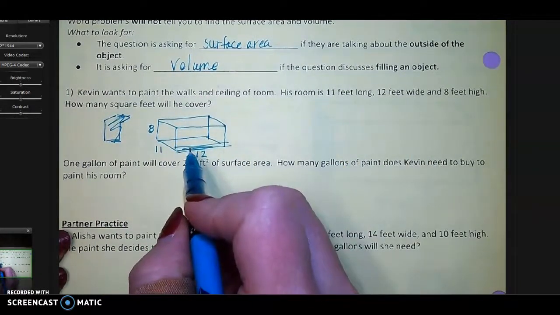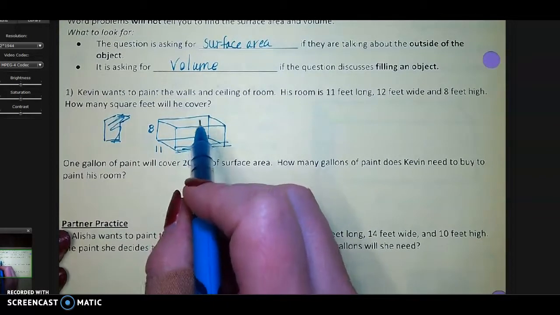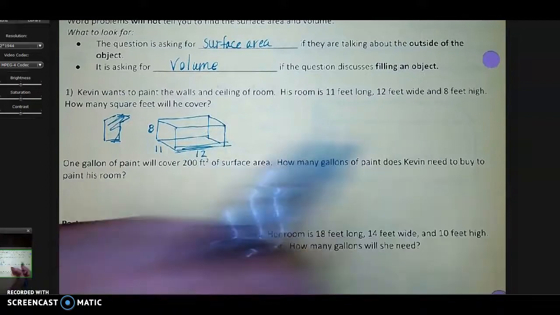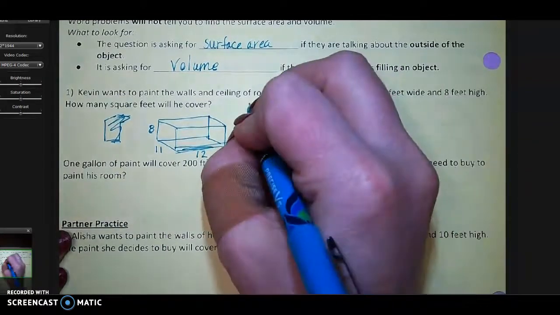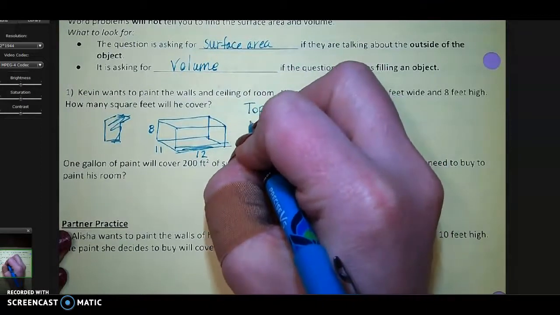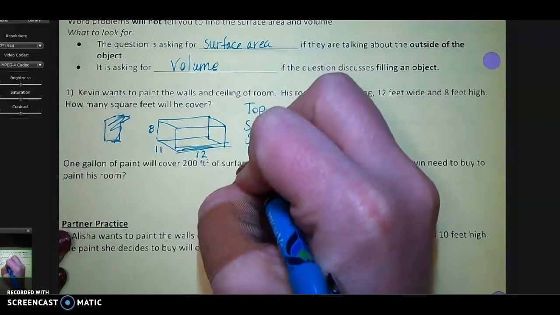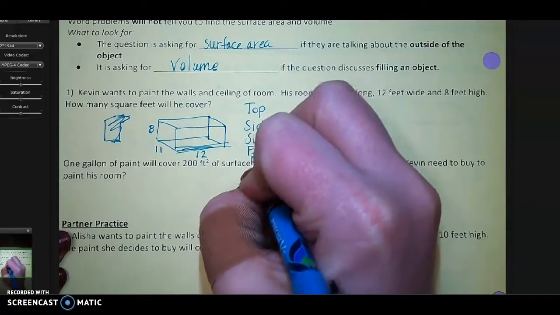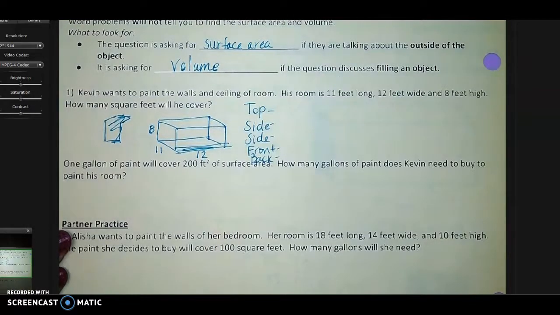If he's painting his room, he's not painting the floor, but he is going to paint the ceiling, it says. But he says he's not going to paint the floor. So I'm not going to add a bottom in. So I would do top, and I would do the side, and I would do what you would think of as the front and the back. But you notice I'm doing a top, but I'm not doing a bottom.